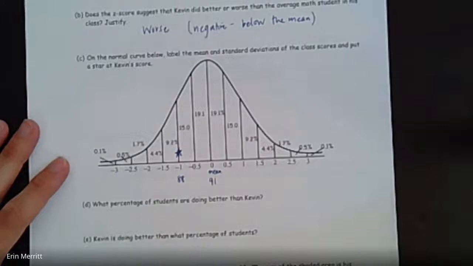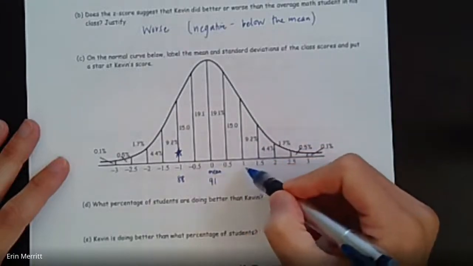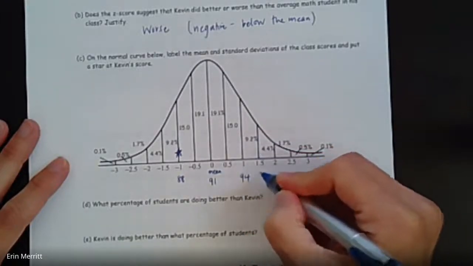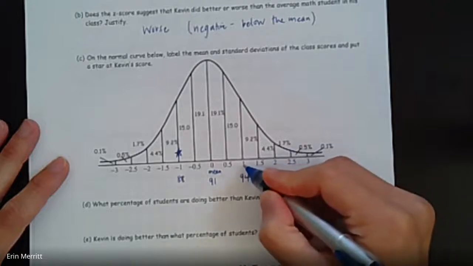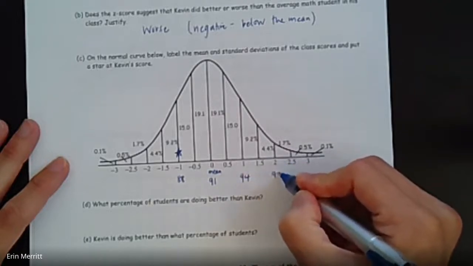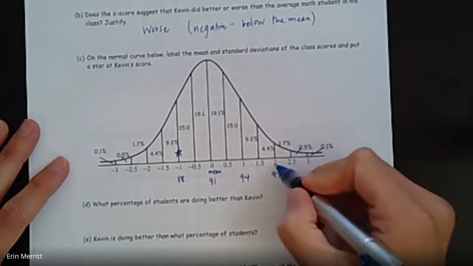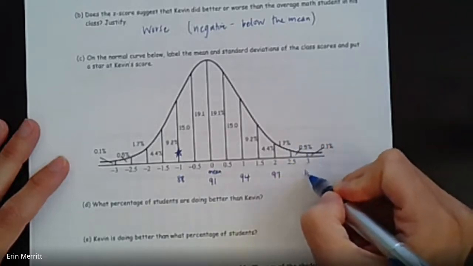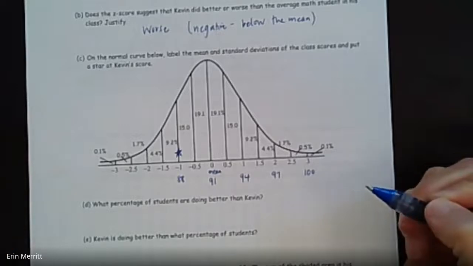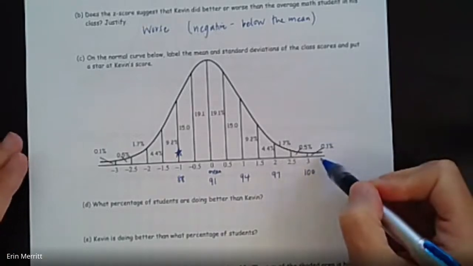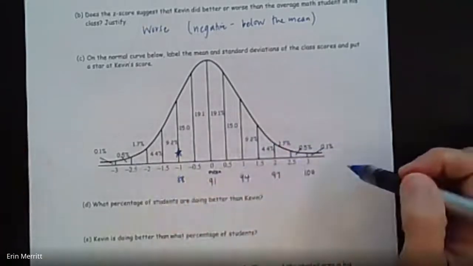There's Kevin. All right. And then if you want, you could go 3 above and say there's 94 and 3 above that. So if you're 1 standard deviation above, you'd be 3 points. 2 standard deviations above, it'd be 97 and so on. All right, which kind of makes sense because 3 standard deviations above, that would be about 100, which it says technically there's 0.1 above here, but this is approximate.